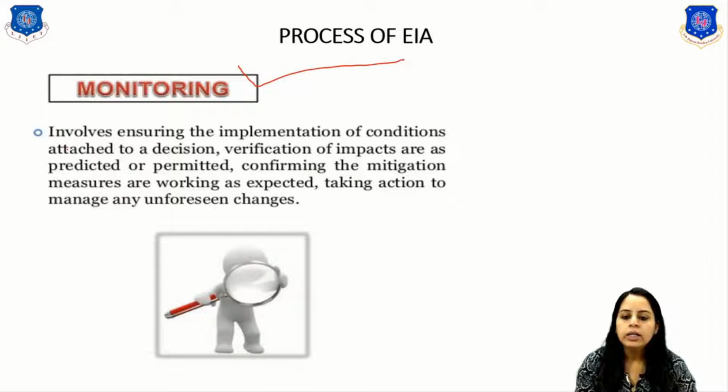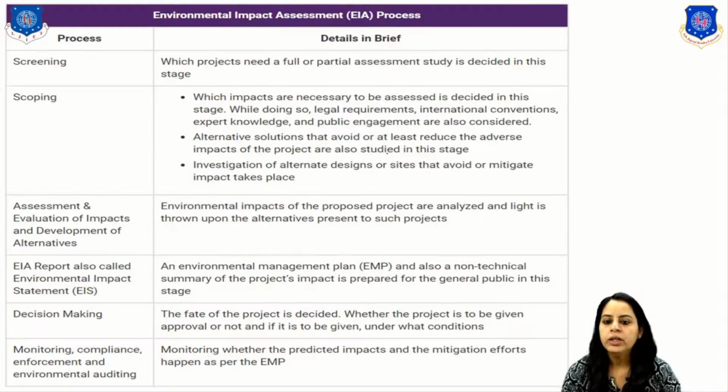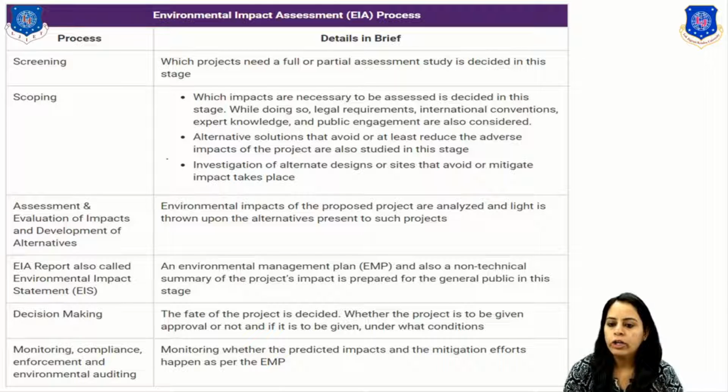It involves ensuring the implementation of the conditions attached to the decision, verifying that impacts are as predicted or permitted, then confirming the mitigation measures are working as expected, then taking action to manage any unforeseen changes. Okay, so this is the whole process of the EIA, right? Now the next one is the table given for the EIA processes. Okay, we already discussed that.